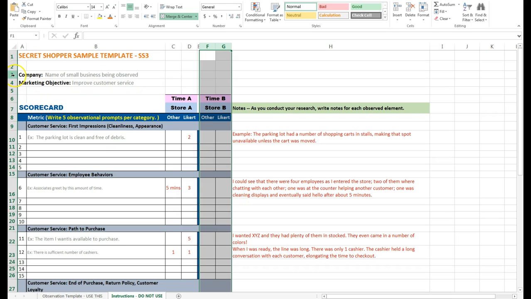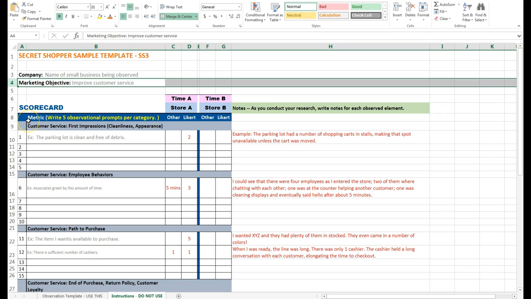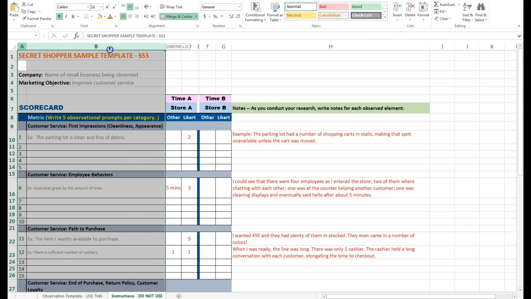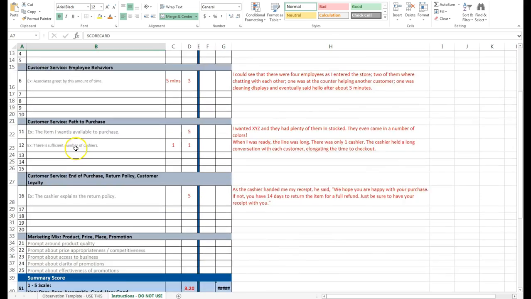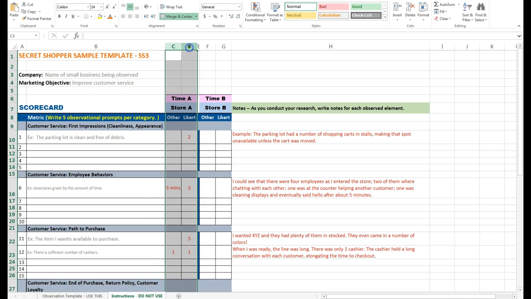You'll see something familiar here. Of course, you will fill out the company, and there's a default marketing objective to improve customer service, which is the default marketing objective for everyone. And then you'll notice that the first 2 columns are familiar to you because they were there for stage 2, where you developed your performance standards, or what we also call prompts, for each of the categories that you see here. All right. And then you'll see that there's 2 sets of these columns right here, one for a store A and a theoretical store B.